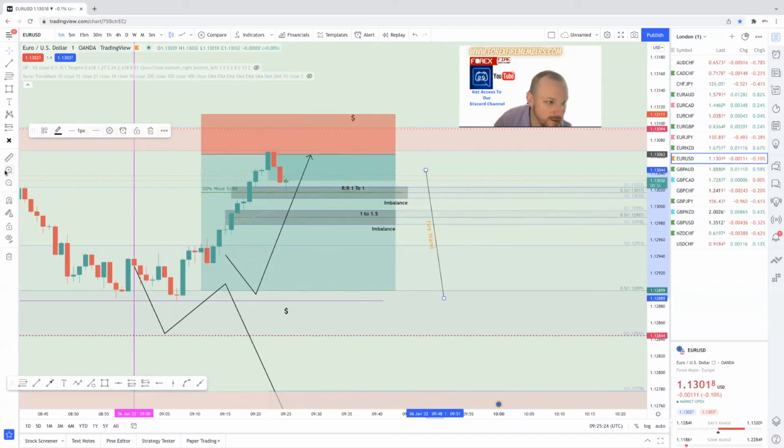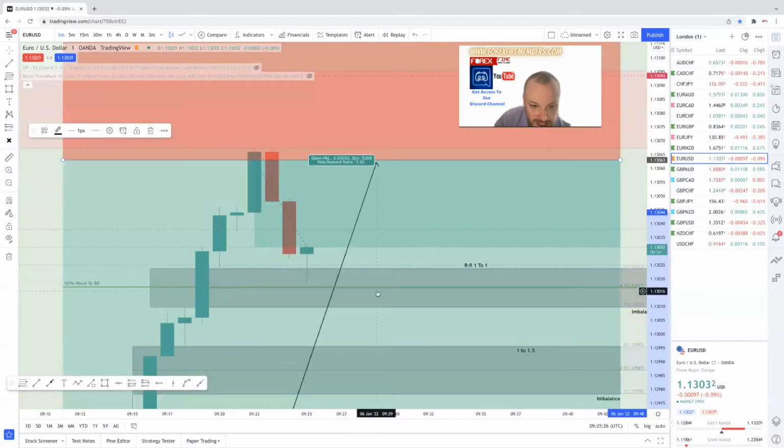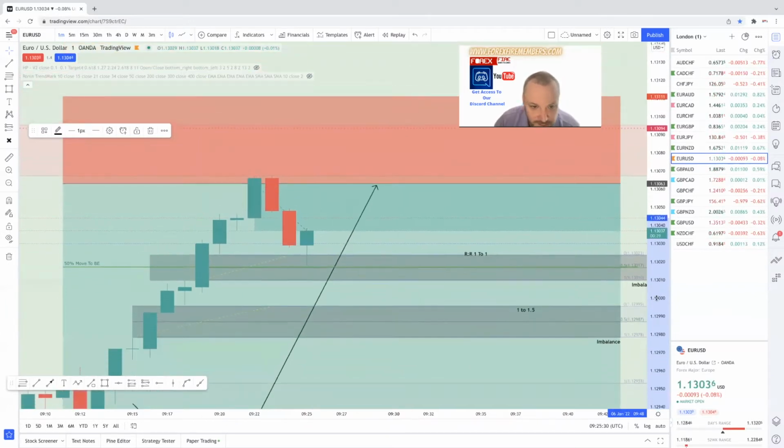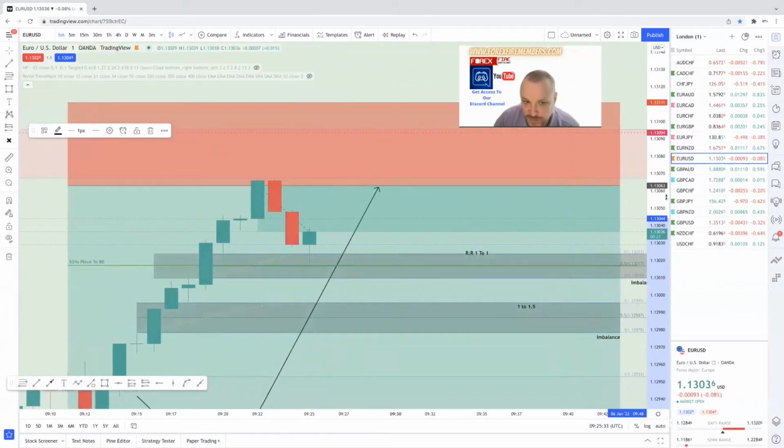And you can see again, look, don't make this stuff up, guys. We're coming down. We've more or less wicked into that 50% area. Let's just see if it holds.